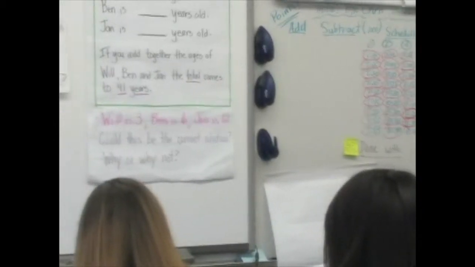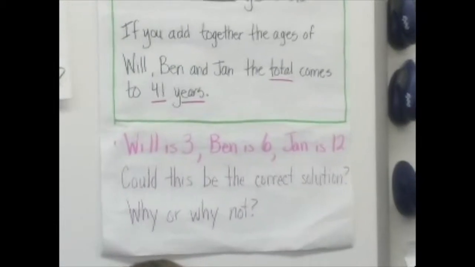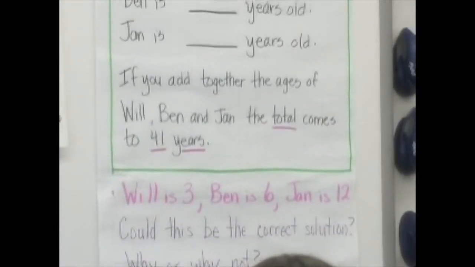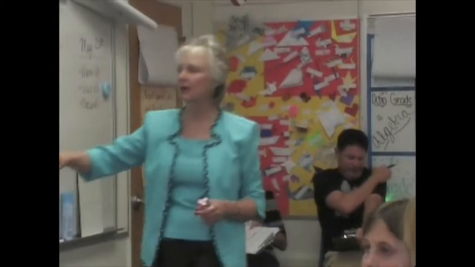My question is, could this be the correct solution? Why or why not? Okay? What you and your partner talked about, is this a correct solution? And convince us. Convince everybody in the class either yes or no. What do you think? If you were to add 3, 6, and 12, it wouldn't equal 41 like it's supposed to. Because if you add 3 to 3, it's 6, and double that is 12, but if you were to add all those three numbers together, it wouldn't equal 41 like it's supposed to.